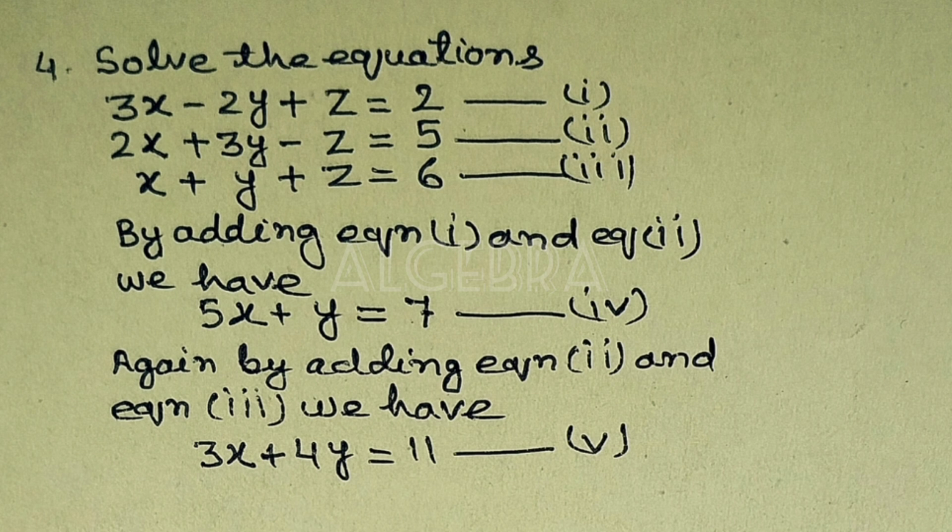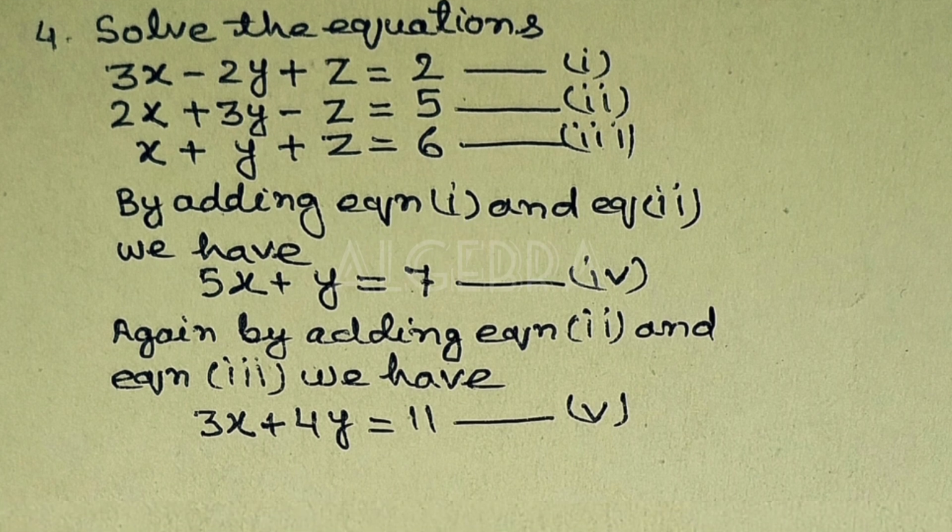By adding equation 1 and equation 2, we have 5x plus y is equal to 7, equation 4. Again, by adding equation 2 and equation 3, we have 3x plus 4y is equal to 11, equation 5.